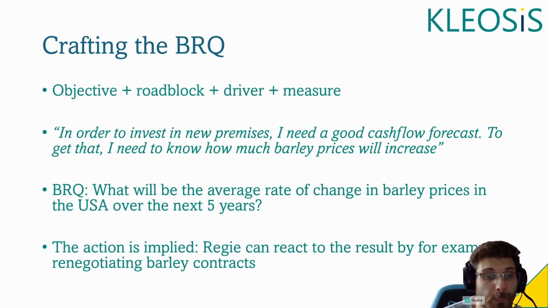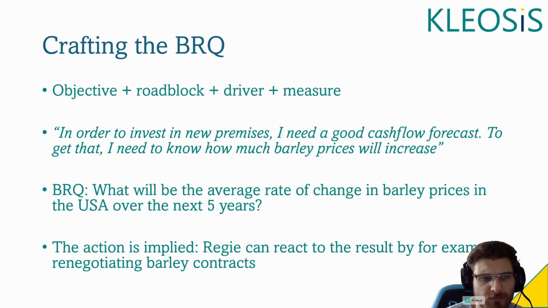So finally, we come to crafting the business research question. We have everything we need. We've written down what we need, and we can put it all together. We've got the objective, we've got the roadblock, we've got a driver, and we've got a measure that we want. So Reggie might say, if he's doing the exercise, well, in order to invest in new premises, I need a good cash flow forecast. And to get that, I need to know how much barley prices will increase.